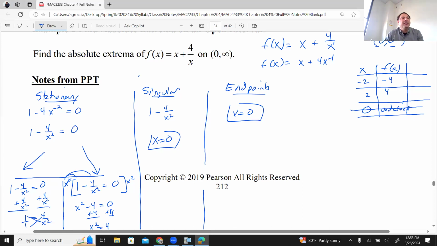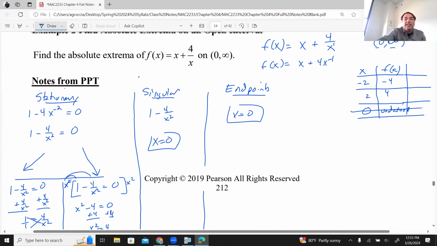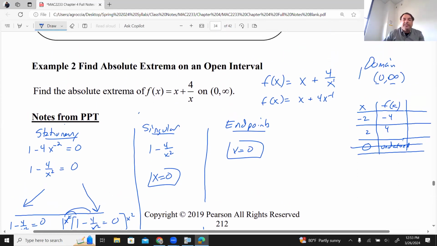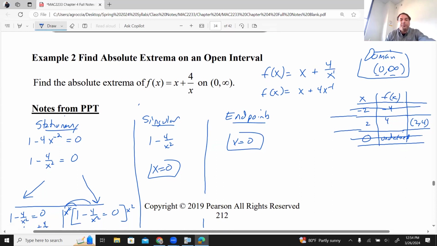Anybody notice anything else before I tell you? What do you notice? Remember I said that it has to be between 0 and infinity. So negative 2 is not an option as well because it doesn't exist. It's not in the domain. So those 2 points are gone. The only one we have is 2 comma 4. So again, remember the domain and remember undefined. There's something going on there, but it's not going to be a max or a min. But there's something going on and we'll see it in a minute.